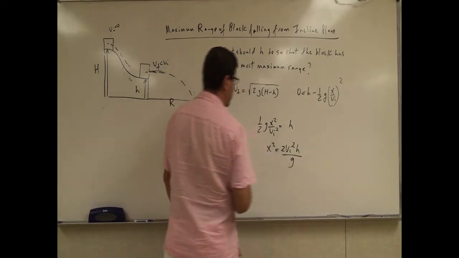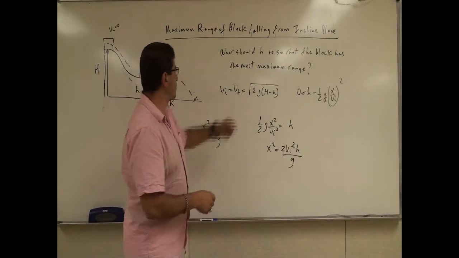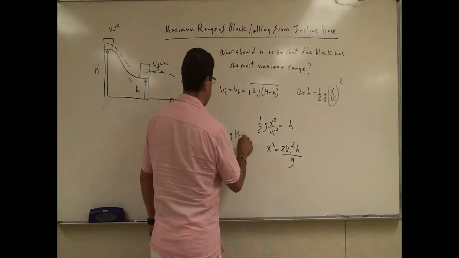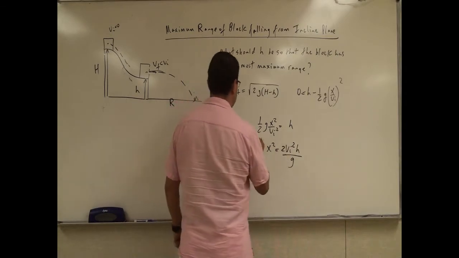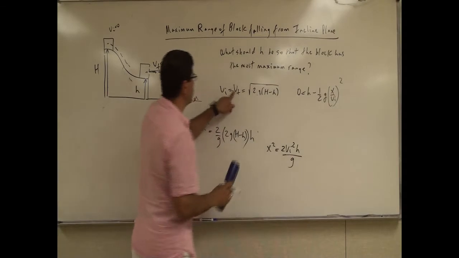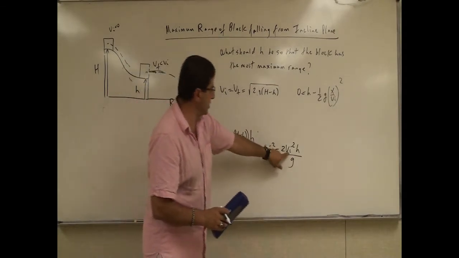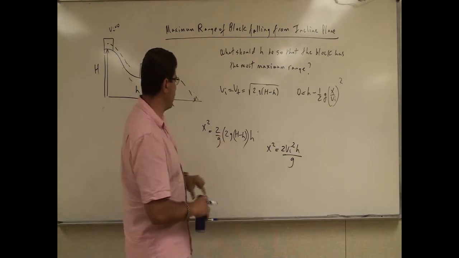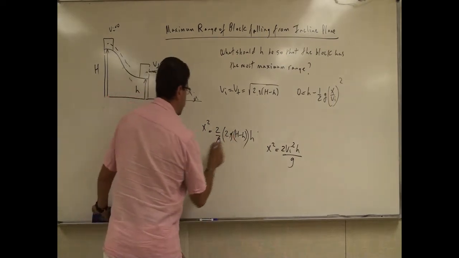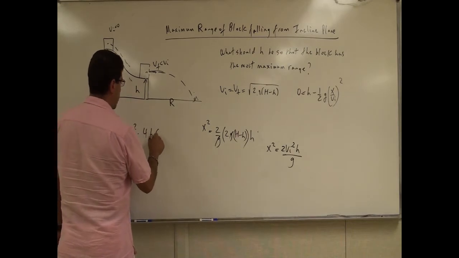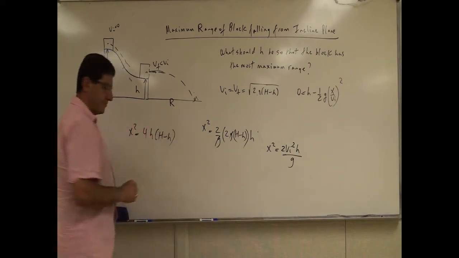So we have here 2 over g. V initial squared is going to be this thing, so that's going to be 2g(H minus h), and then times h, okay? So I took this V initial, I squared it, and I plugged it into here, and I get x squared is equal to this. So then the g and the g cancel, and x squared is equal to 4h times (H minus h).